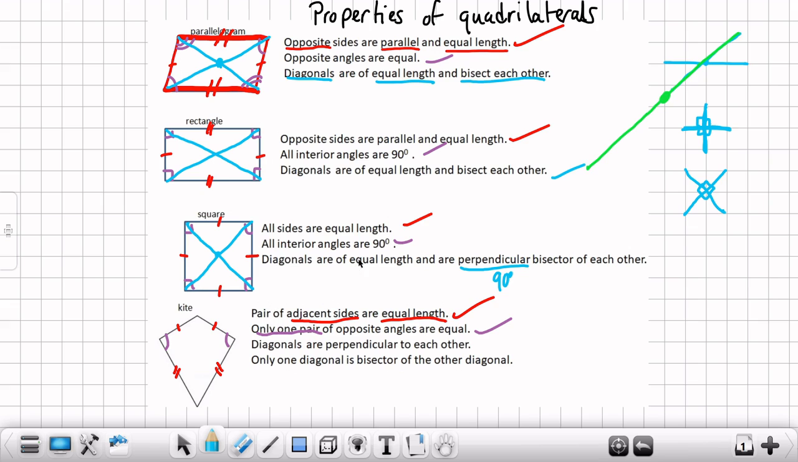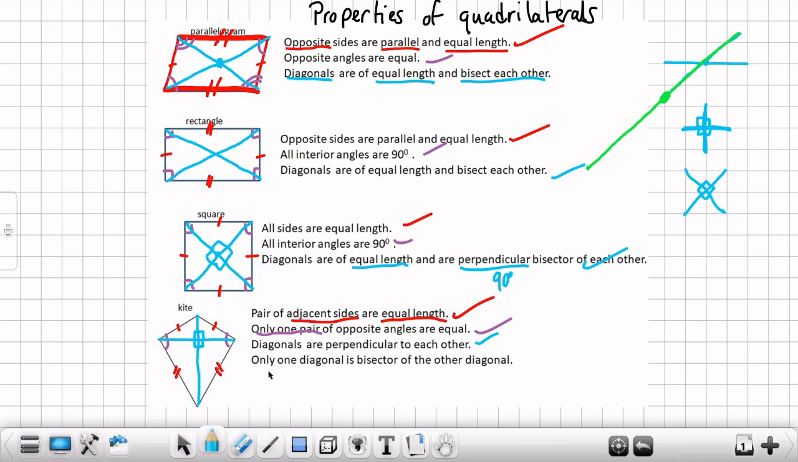So diagonals are of equal length. As I can see, they're the same size. They are perpendicular bisectors of each other. They cut each other in half, but they also happen to be 90 degrees, 90 degrees, 90 degrees. Right, for the kite now, the diagonals are perpendicular to each other, meaning this is 90 degrees, 90, 90, 90.